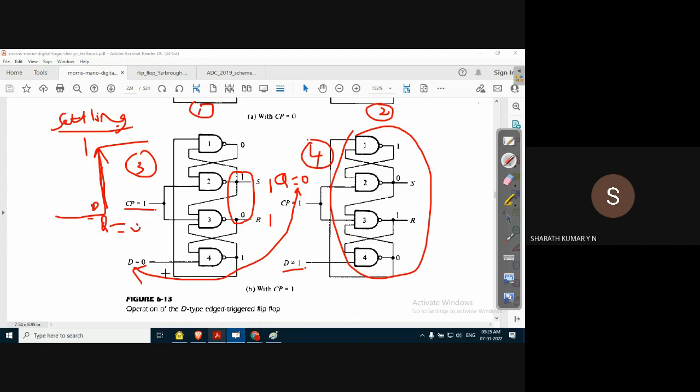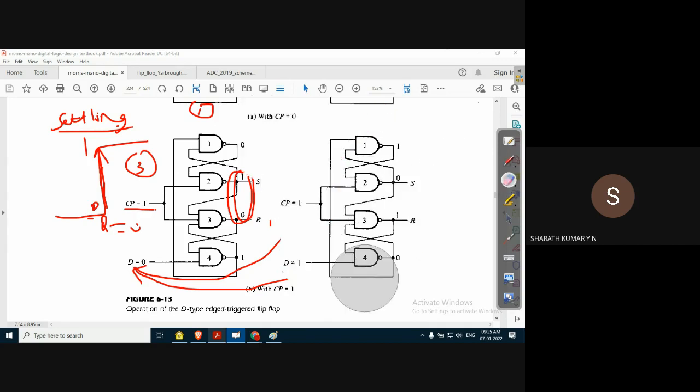So when D goes from 0 to 1, S and R change state from 1, 0 to 0, 1. After some settling time, this will force Q to change to 1. Okay, fine. Now let us analyze it like this.